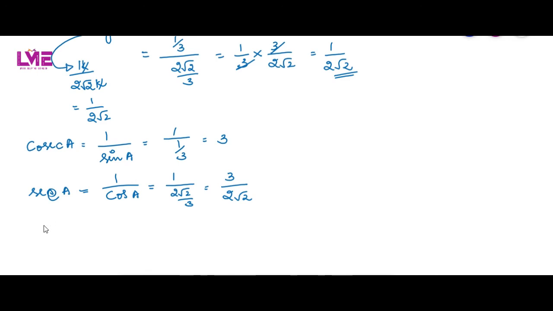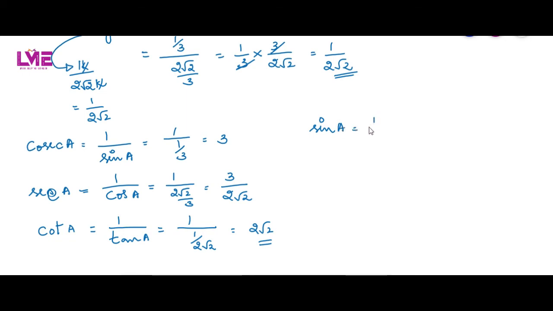Then the last one, which is cot A, cotangent of A, which is equal to the reciprocal of tan A, or it is 1 by tan A, which can be written as 1 by 1 by 2 root 2, which is equal to 2 root 2. Okay, so we have calculated all the values. Let me write it down, summarize here.